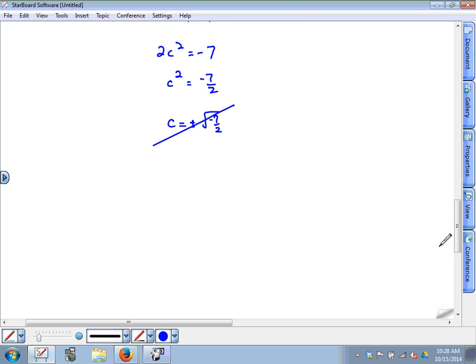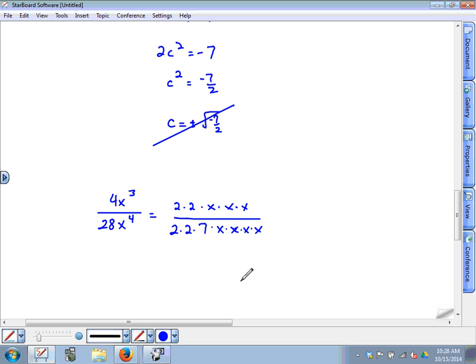The first problem you were supposed to do, 4x to the third over 28x to the fourth. You guys watch carefully. I saw a lot of you do some good things in there. I saw some of you still a little bit confused. So you need to break down the numbers especially into the smallest numbers you can. 4 is 2 times 2, x times x times x. 28, I know it's 4 times 7, but 4 can be broken down into 2 times 2 times 7, times x times x times x times x.